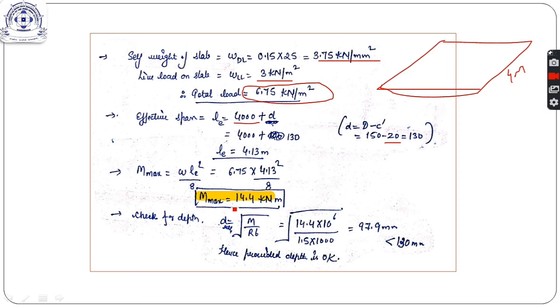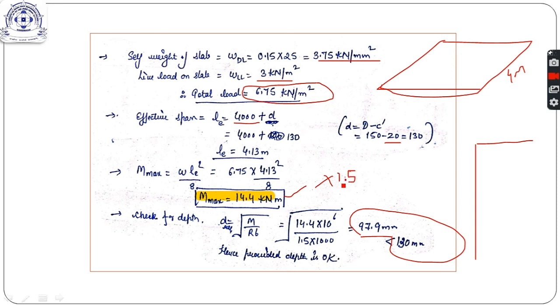So we calculate the maximum bending moment, which is 14.5, and we calculate the thickness required because we have assumed the thickness here, so we need to check it. So thickness required will be square root of M upon RB, and this is coming out to be 97.9, which is less than the D provided, which is 130, hence provided depth is okay. Now I am again making you remember an important point here, that here we have not multiplied with 1.5 because we are designing the whole tank by working stress method, so we don't have to use the load factors because there is no provision of load factors in the working stress method.